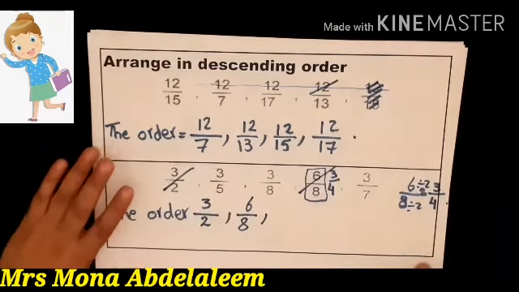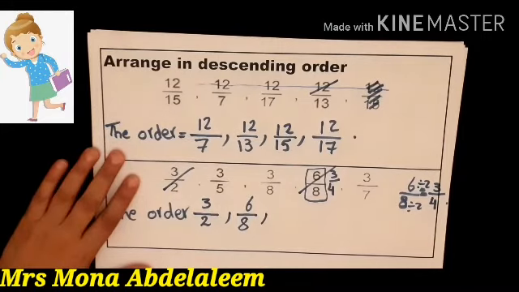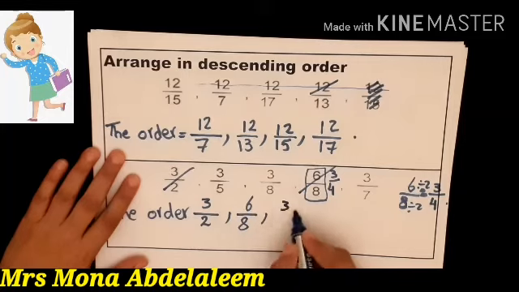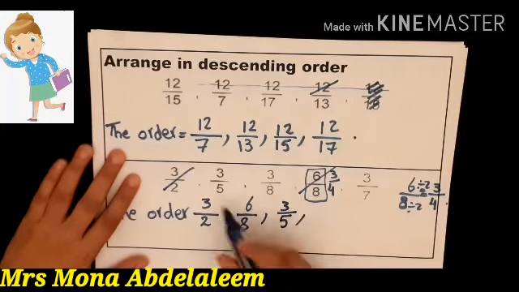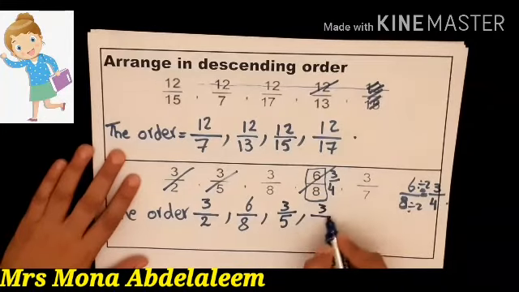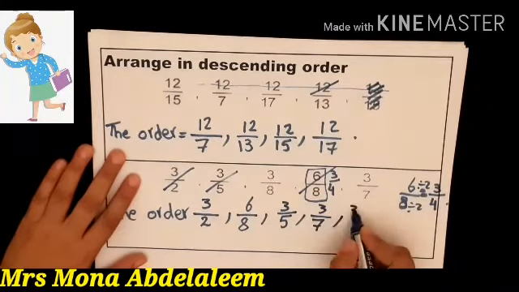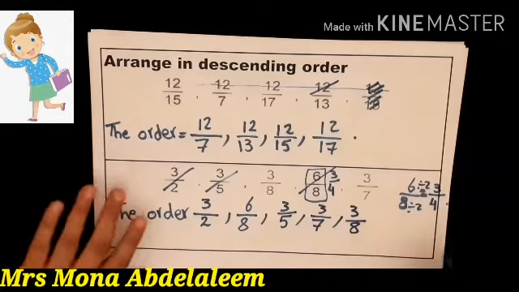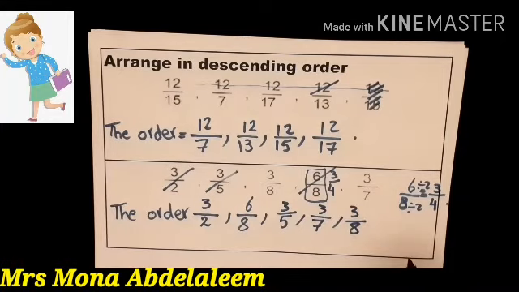نعمل عليهم cancellation كده عشان ما نتلخبطش. then which is greater؟ 5. يبقى 3 over 5. which is greater؟ 3 over 7. and the last one 3 over 8. يبقى انا كده عملت ايه؟ arrange from greatest to smallest. question.